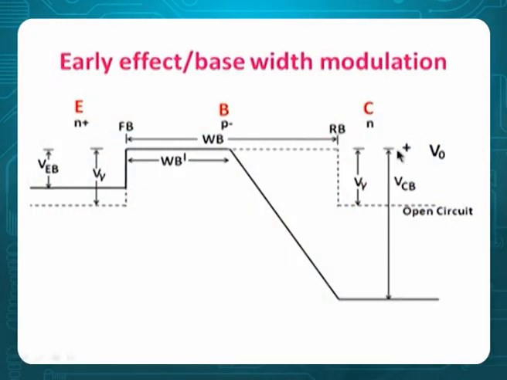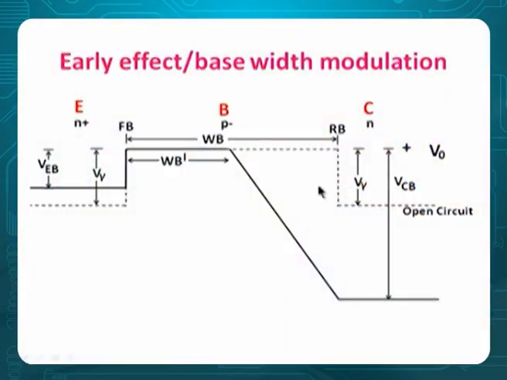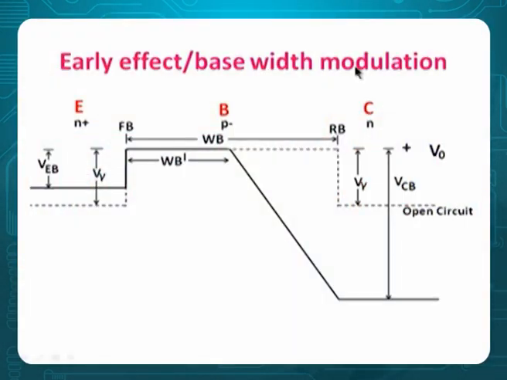When you reverse bias this, voltage increases. It's not only voltage that increases, the junction width increases. So when the junction width increases, you know what is happening? When the junction width is increasing, but more into the lightly doped side, lightly doped is base. That's why I said P minus, N plus, P minus, more into this. So base width is effectively decreased. That's why it is called base width modulation. Modulation means decreased.